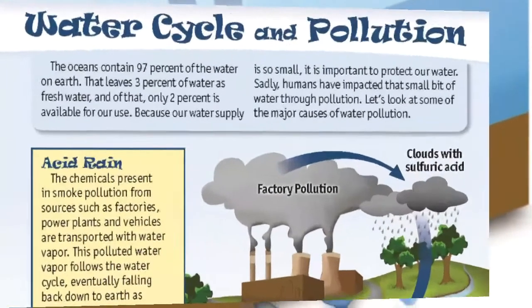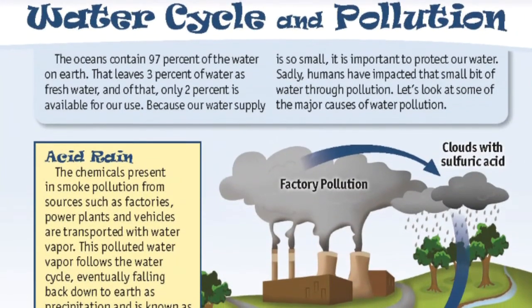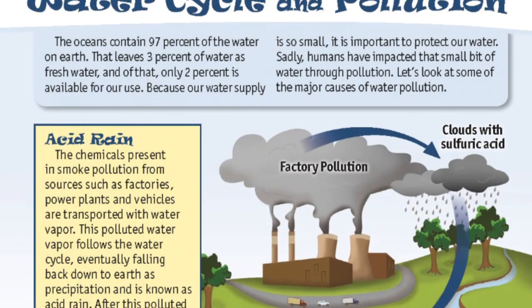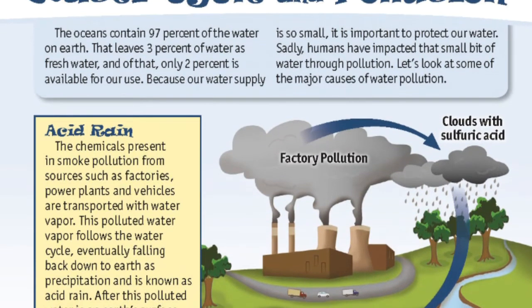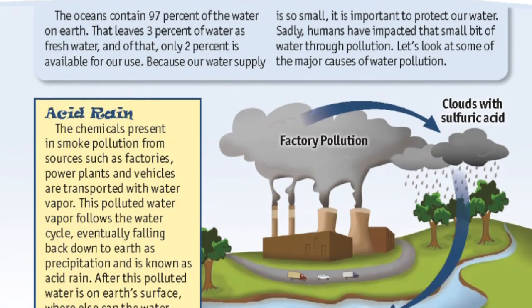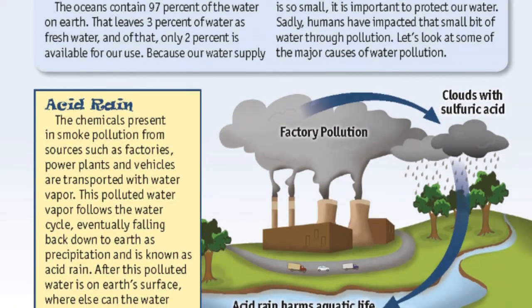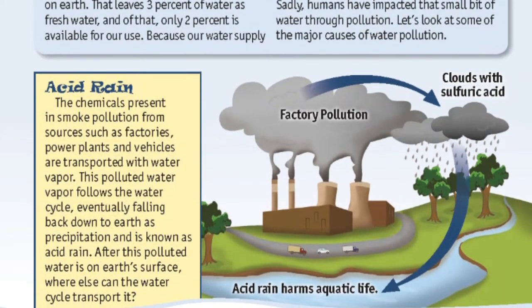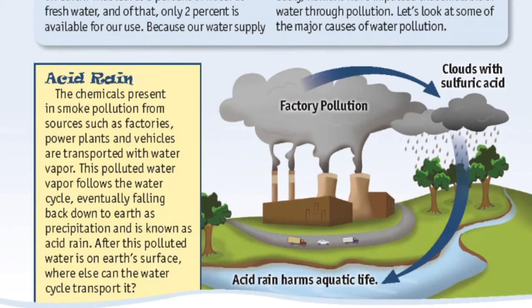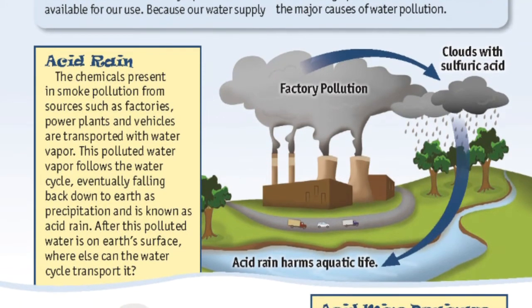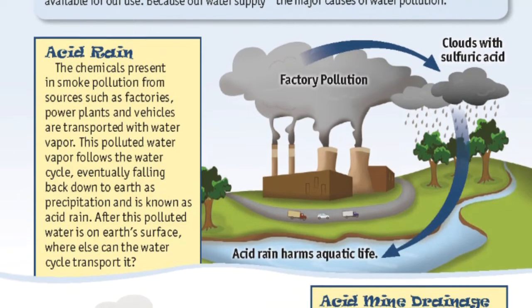Water cycle and pollution. The oceans contain 97% of the water on Earth. That leaves 3% of water as fresh water, and of that, only 2% is available for our use. Because our water supply is so small, it is important to protect our water. Sadly, humans have impacted the small bit of water through pollution. Let's look at some of the major causes of water pollution.